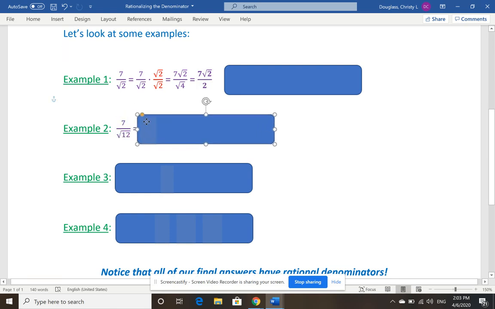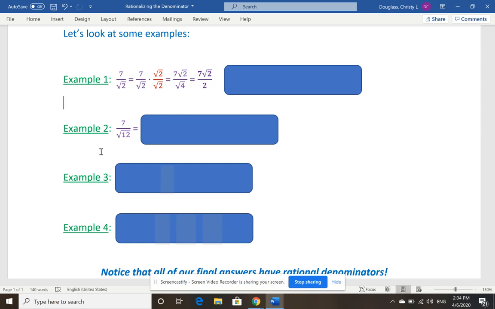Let's look at a second example. Here I have 7 divided by the square root of 12. So I want to turn 12 into a square number. Your first thought might be, well, in keeping with example 1, maybe I'll just multiply by the square root of 12 over the square root of 12. And guess what? You certainly can. That would actually work out okay for you.